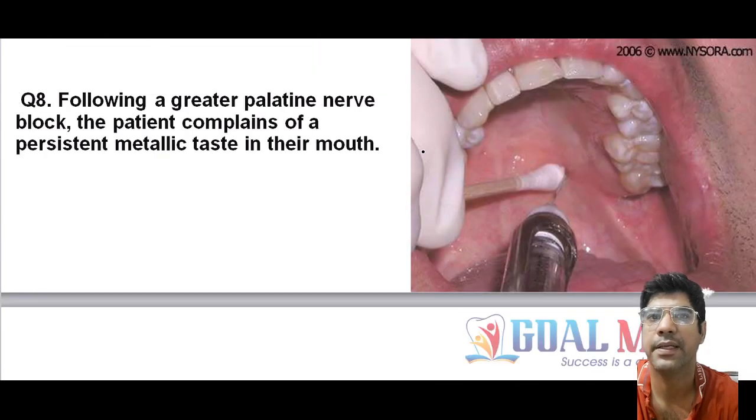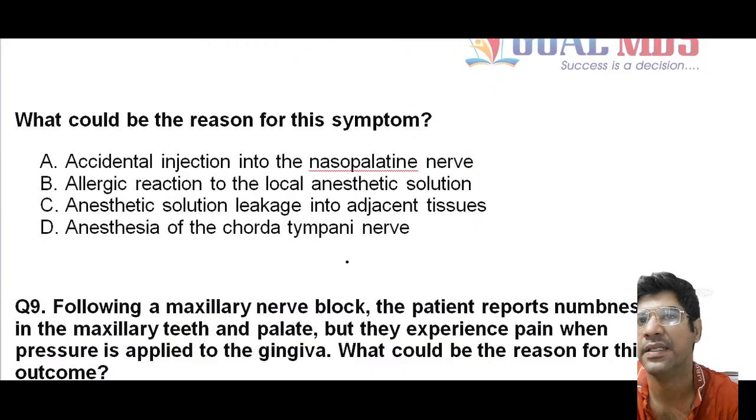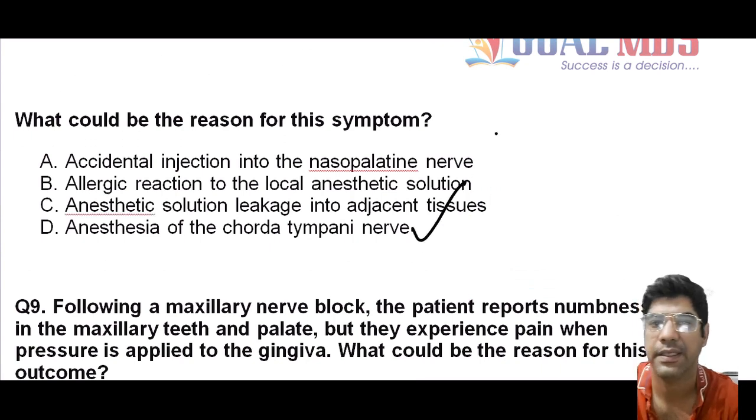Following a greater palatine nerve block, the patient complains of persistent metallic taste in the mouth. Persistent metallic taste after greater palatine nerve block suggests anesthesia of the chorda tympani nerve. It is a branch of the facial nerve that provides sensation to the anterior third of the tongue, including the taste of metals. So the answer here is D.